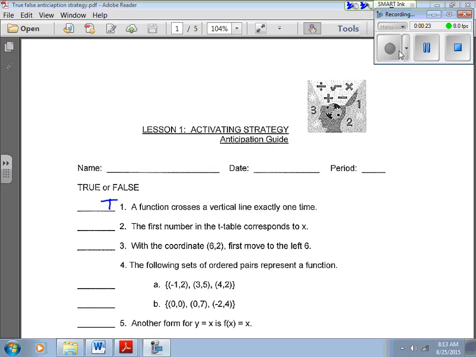Number 2, the first number in the t-table corresponds to x. True. That's an input-output table. The first number always corresponds to x.